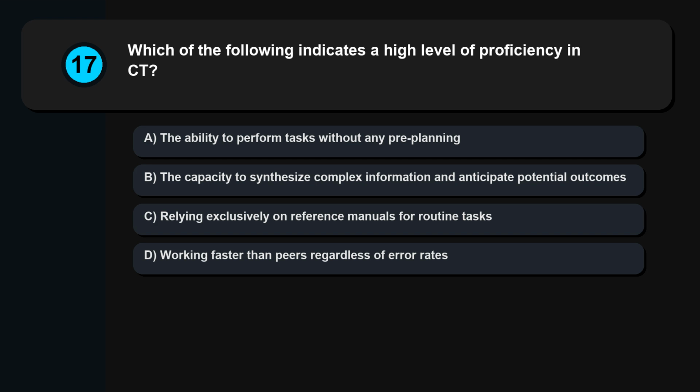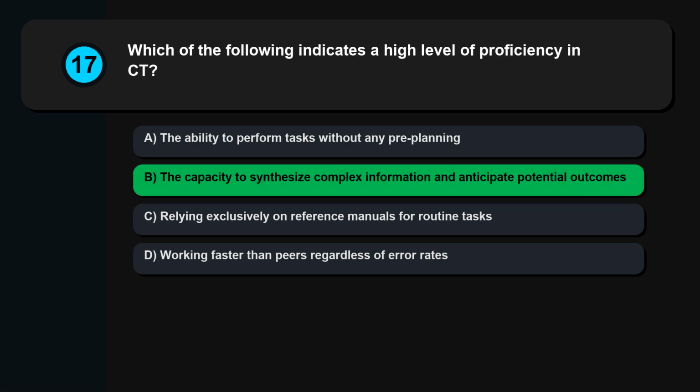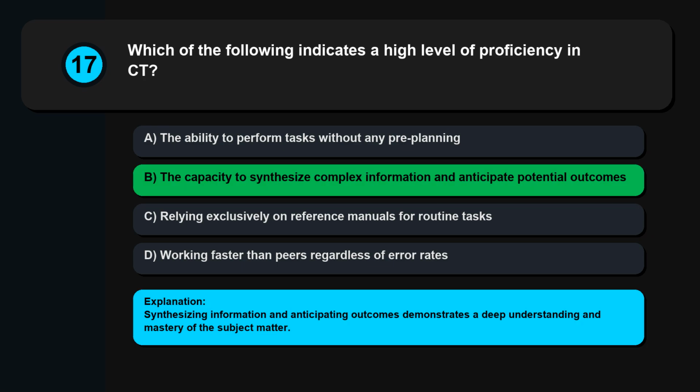Question 17. Which of the following indicates a high level of proficiency in CT? The ability to perform tasks without any pre-planning, the capacity to synthesize complex information and anticipate potential outcomes, relying exclusively on reference manuals for routine tasks, working faster than peers regardless of error rates. Synthesizing information and anticipating outcomes demonstrates a deep understanding and mastery of the subject matter.